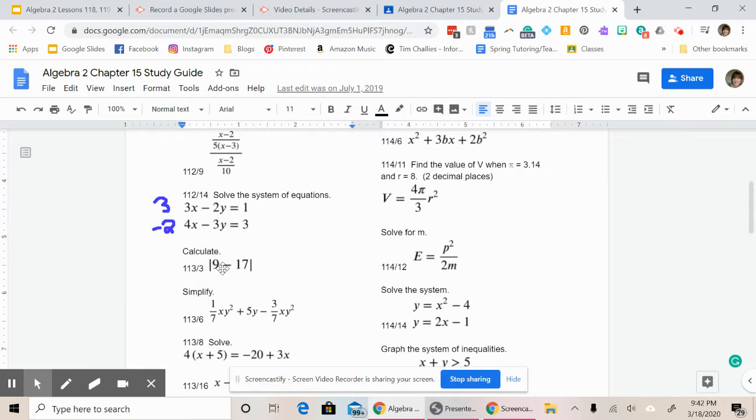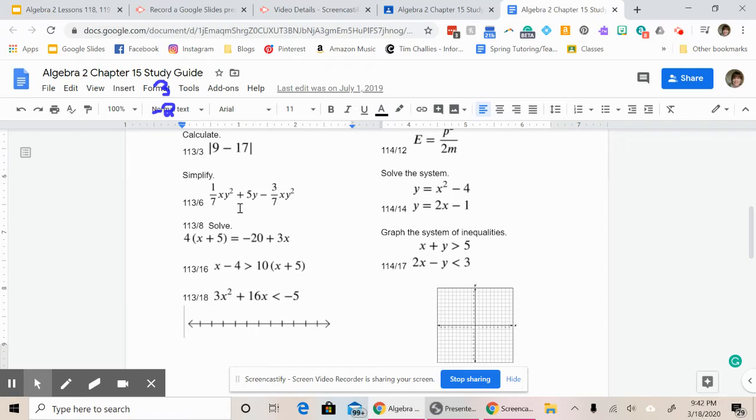Remember to subtract first inside the absolute value bars, and whatever your answer is, make it positive. In this one, you're looking for like terms that can be combined. I think you should combine the xy squared terms. So you're going to combine 1/7 minus 3/7. Don't touch the exponents.